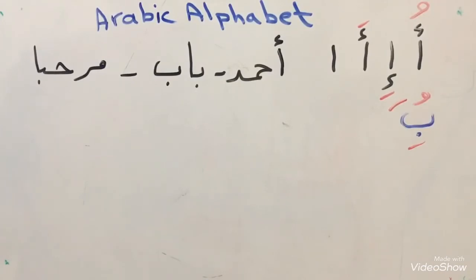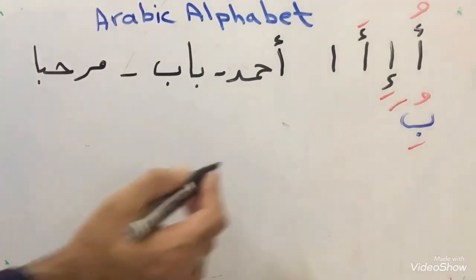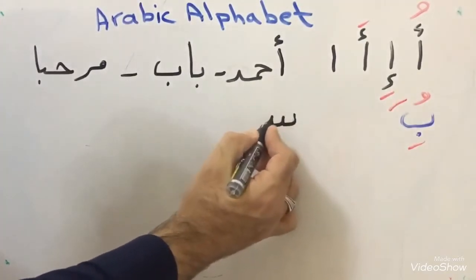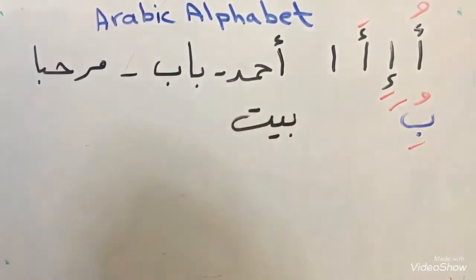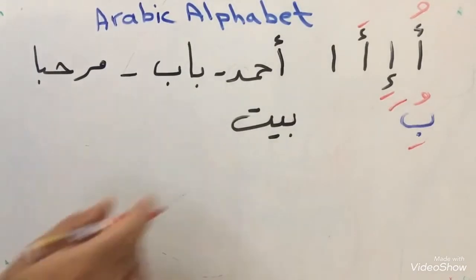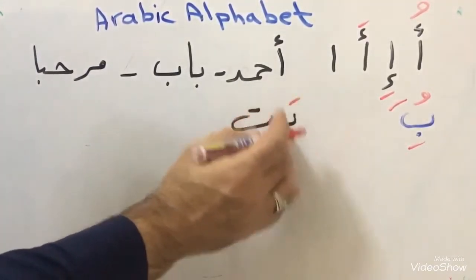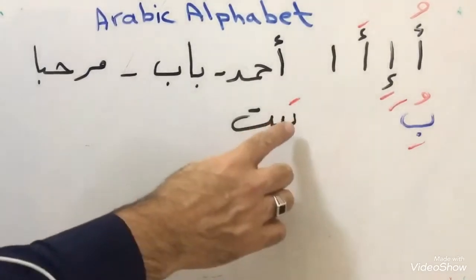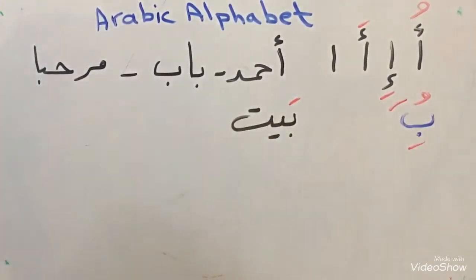Ba, like other letters, comes at the beginning of the word, the middle, or at the end. And in each way, it is written in a certain way. An example of Ba at the beginning of the word is Bayt. We can see here Ba, Fatha, Ba. We can see how we joined Ba with Ya.